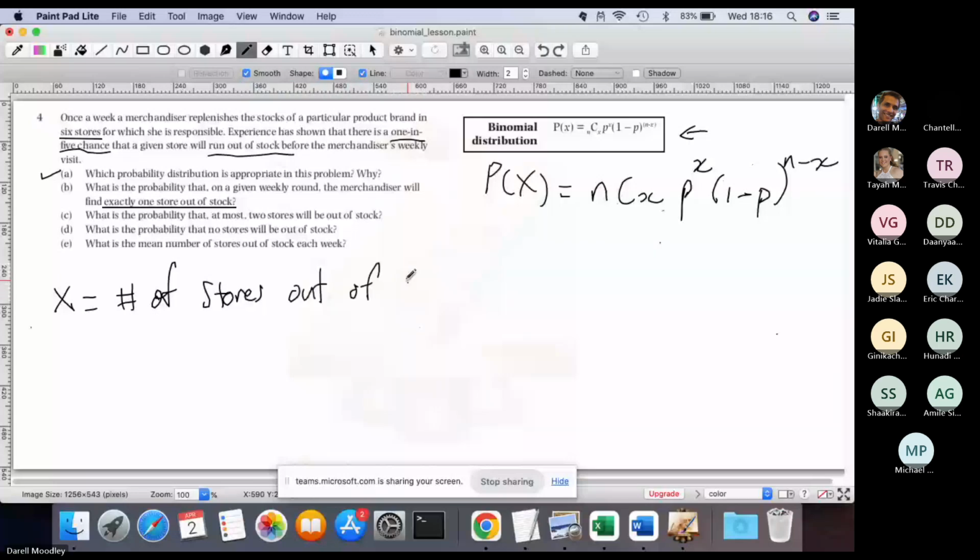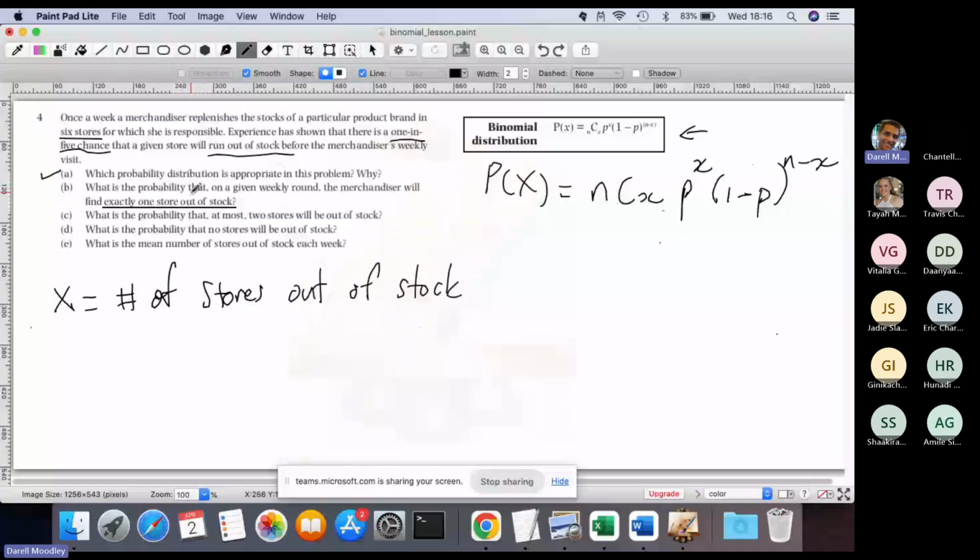That's what our X is. And so what question B wants us to answer is, what is the probability that X is equal to 1? So it's saying, what is the probability that one store is out of stock? They're asking us for the probability of X equals 1, and we need to figure this out. How we do that is by using this formula here. Now we just need to know what these values in the equation are: the n, the C, the x, and the p.